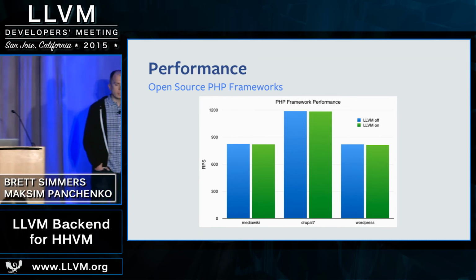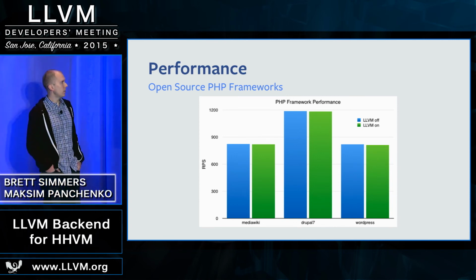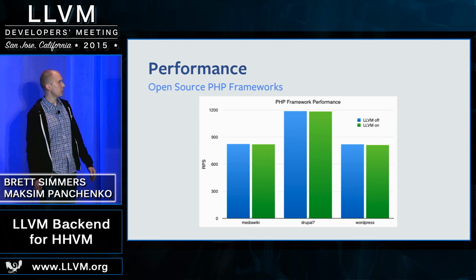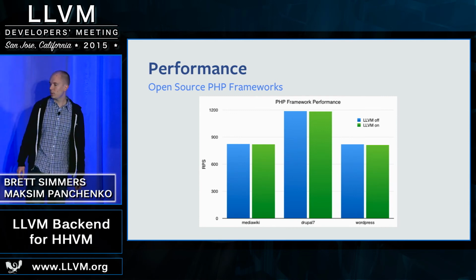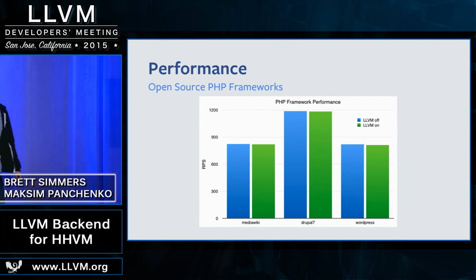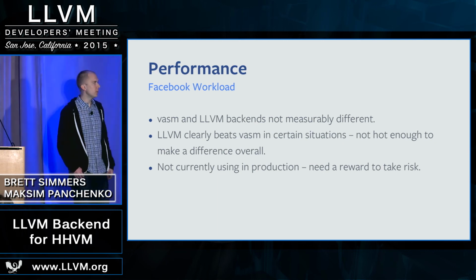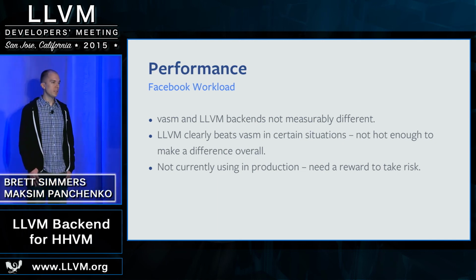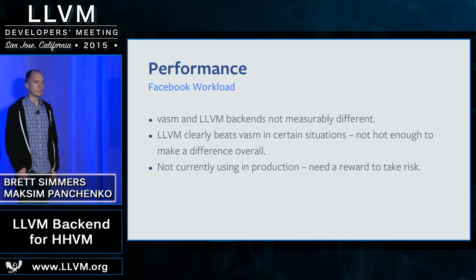So for our last couple slides, this is a quick view of the current performance of our LLVM backend. The blue bar is with LLVM off, the green bar is with it on. There's a very slight difference between the two, but it's actually within the noise for the measurements. And this is on open source PHP frameworks like MediaWiki, Drupal, and WordPress. On the Facebook workload, which is mostly what we care about, they're not measurably different. We have plenty of examples where the code from LLVM is smaller and better, but unfortunately it looks like that's not happening in the hot parts of the code, so it doesn't make a difference overall.